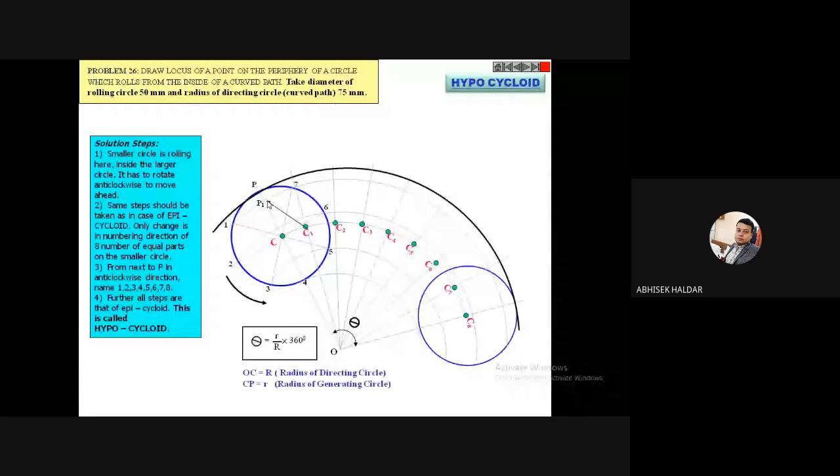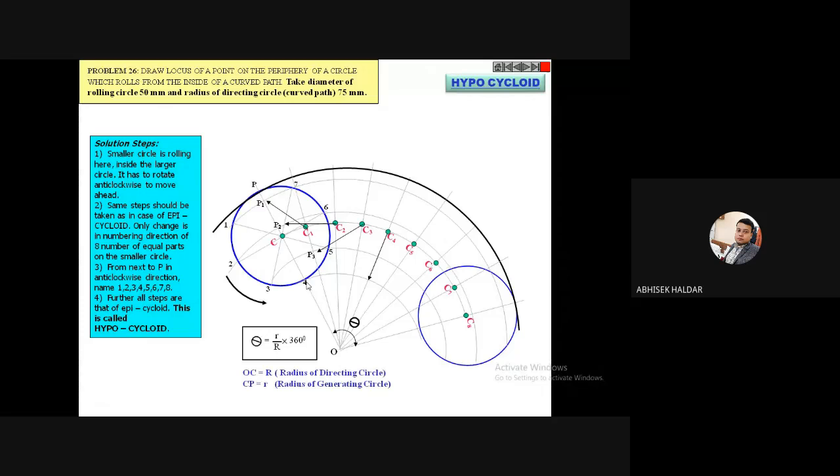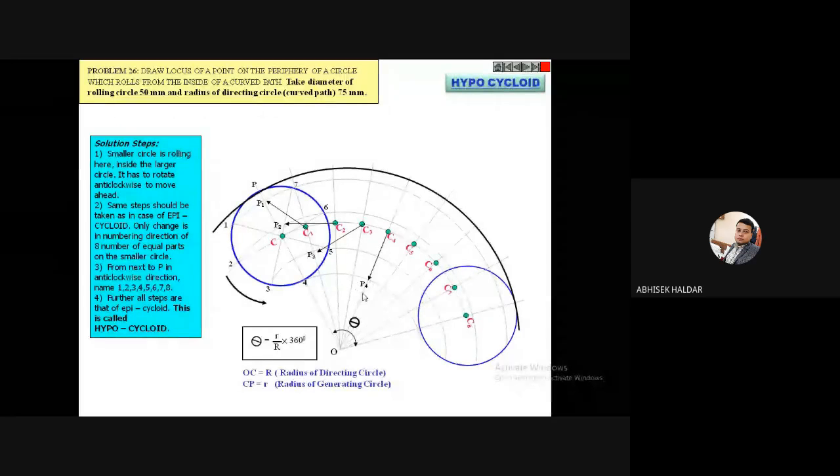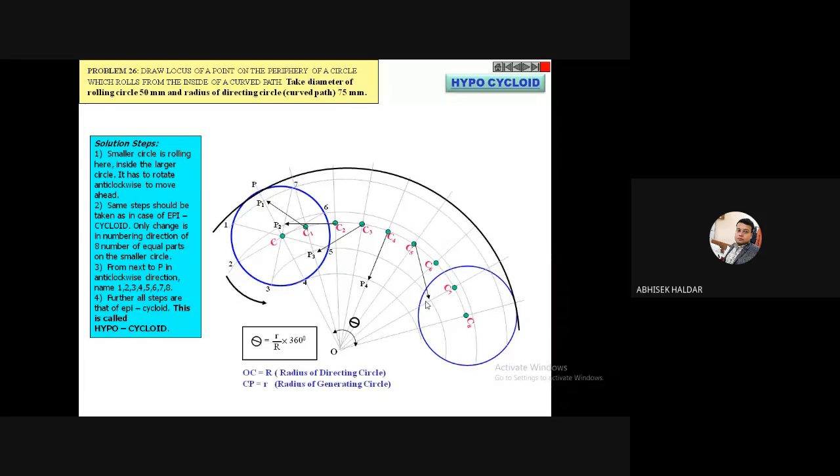Similarly, from C2, I will cut the second arc, that will be this point P2. From C3, I will cut the third arc line, which will be P3. From C4, I will cut the fourth arc line, this is my P4. From C5, I will cut the fifth arc line. Third and fifth arc line is the same arc line, so I will cut on this side, because my point is moving towards this side. So this point is my P5.